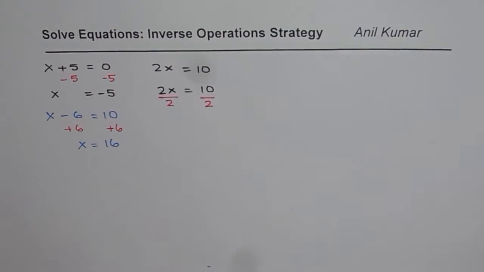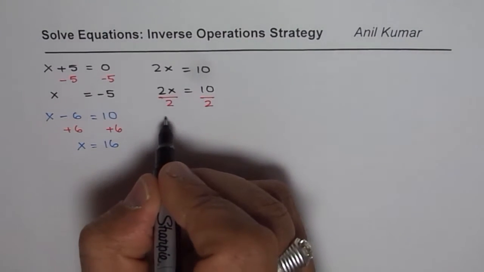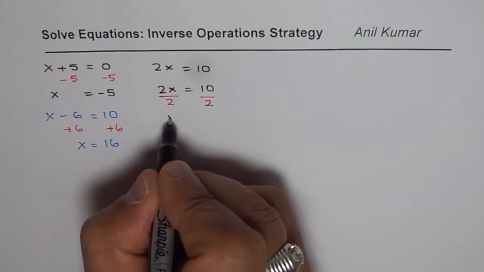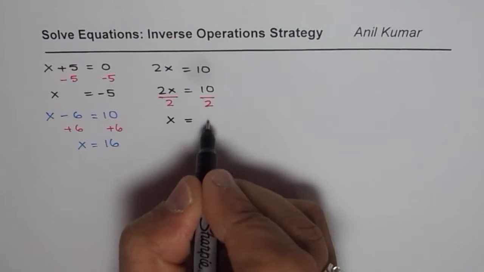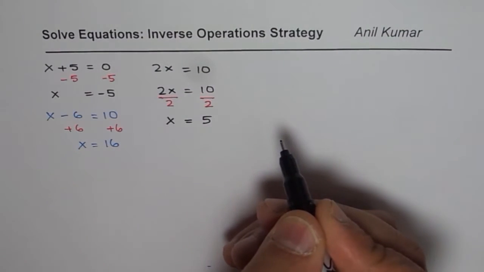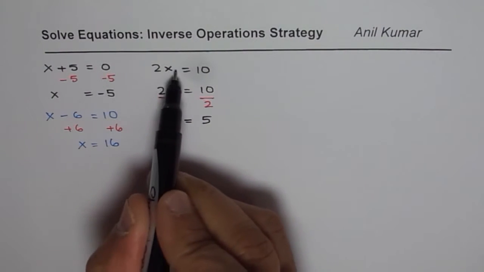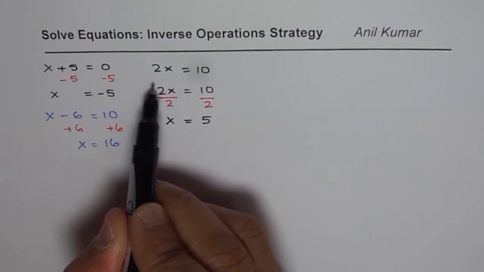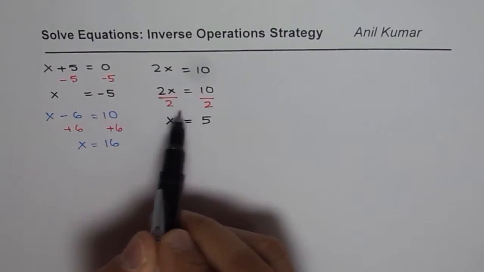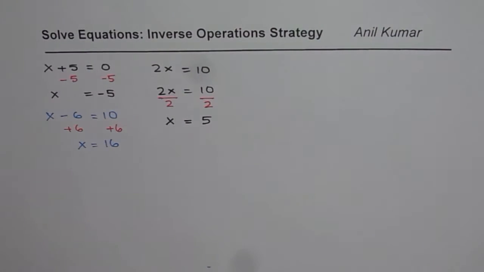If I divide by 2 on both sides, what do I get? 2 divided by 2 is 1. So we get x equals 10 divided by 2, which is 5. Do you see that? So the inverse of multiplication is division. Perform division with that number on both sides to get your solution, right?